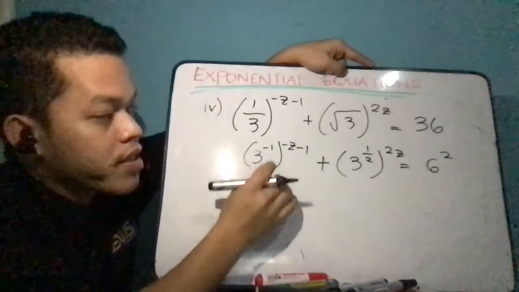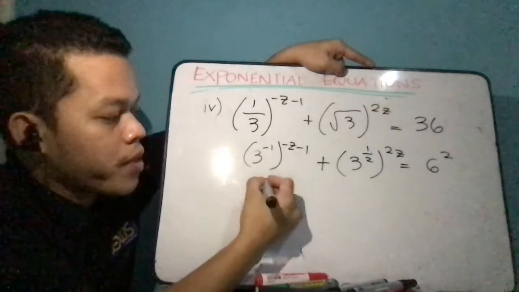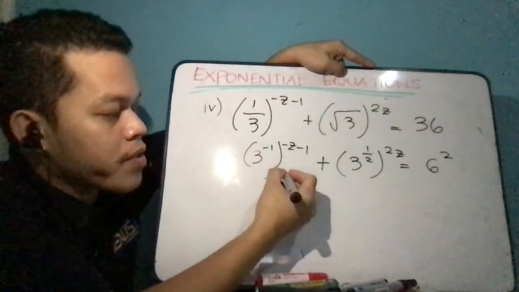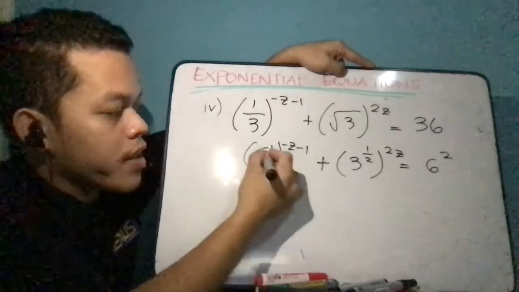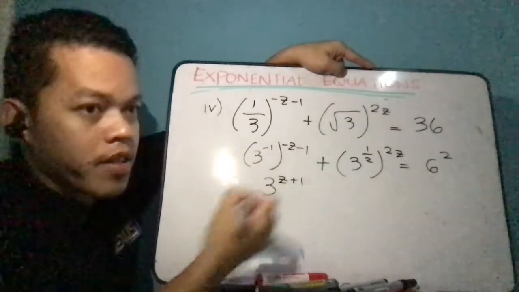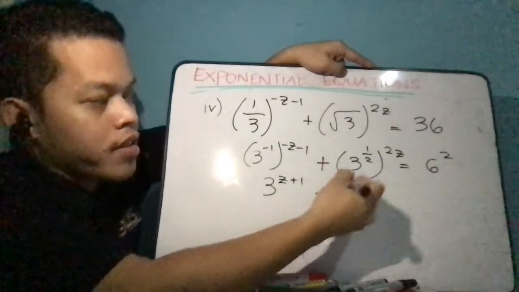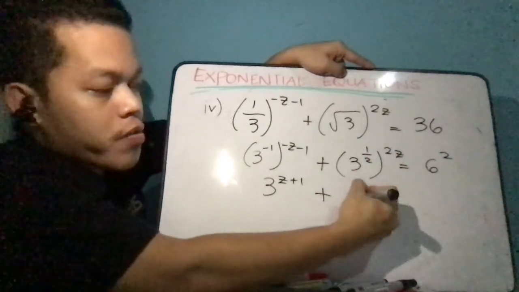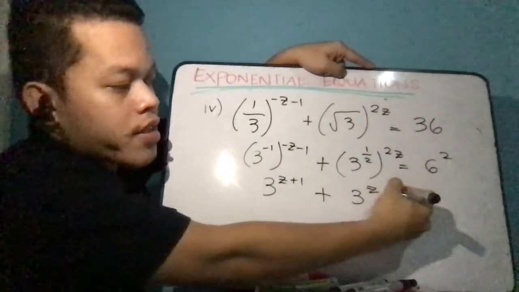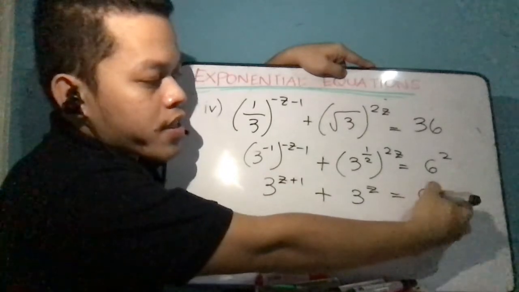Now, based on this one, we can actually simplify this further. We can have 3 negative z times negative 1 is positive z. Negative 1 times negative 1 is positive 1. Plus 1 half times 2 is just 1. So that will be 3 to the z equal to 6 squared.